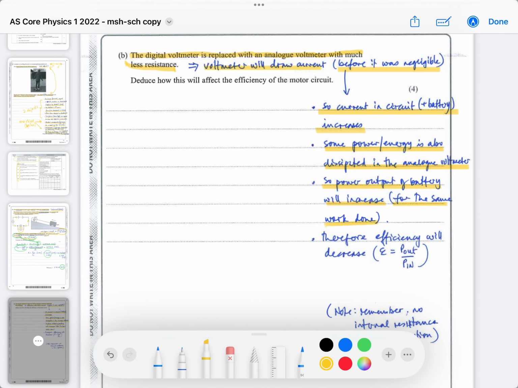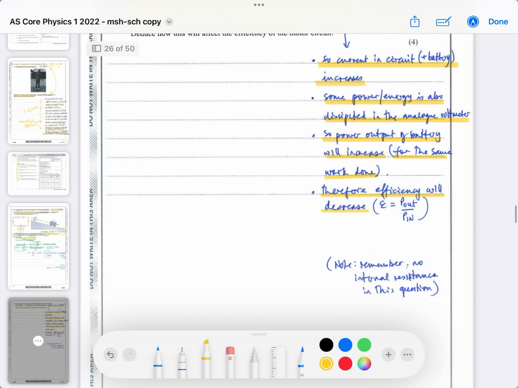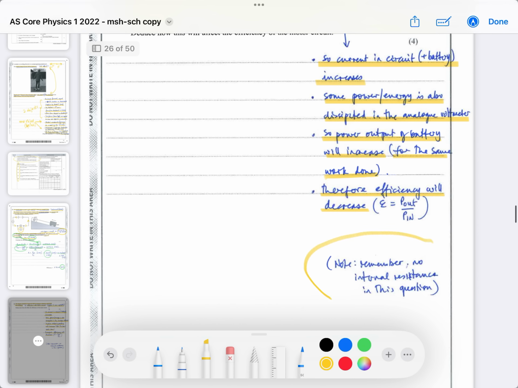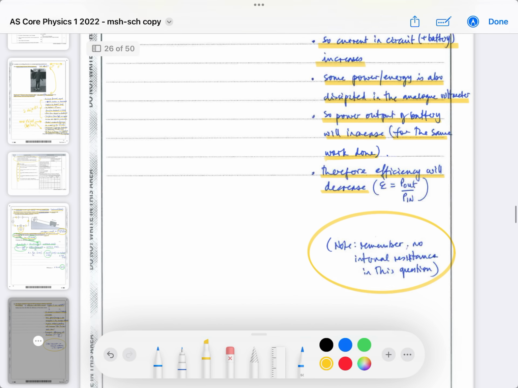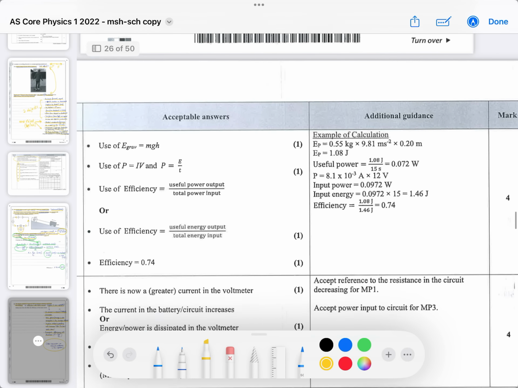The output of the battery will increase, therefore the efficiency will decrease because some of it is being lost in the voltmeter. Remember, there was no internal resistance in this question, otherwise it would have been something else to speak about. There's 4 marks, I've got 4 bullet points, and here's the mark scheme.